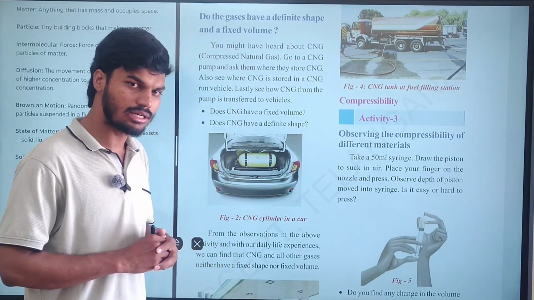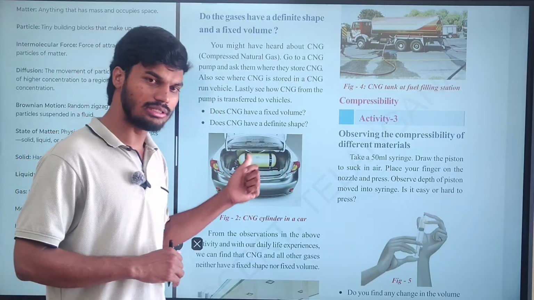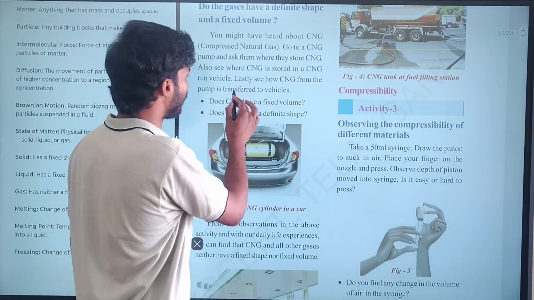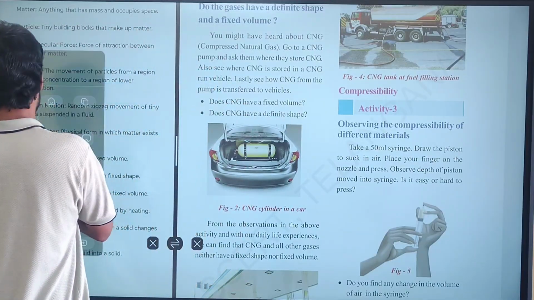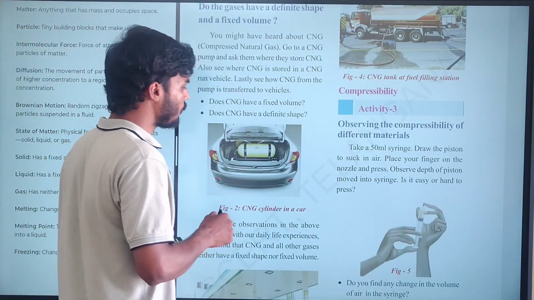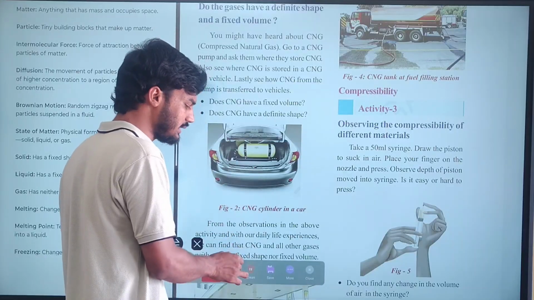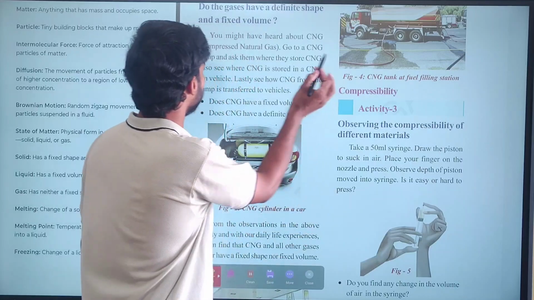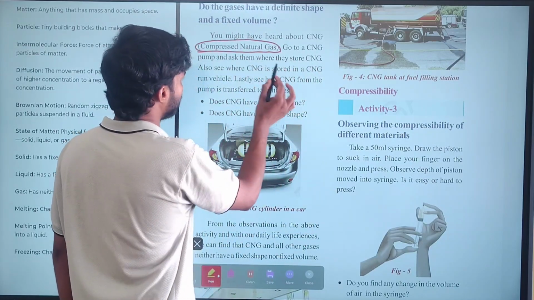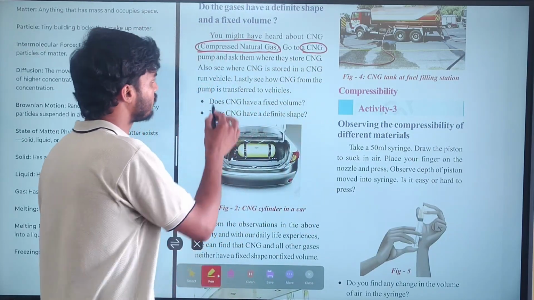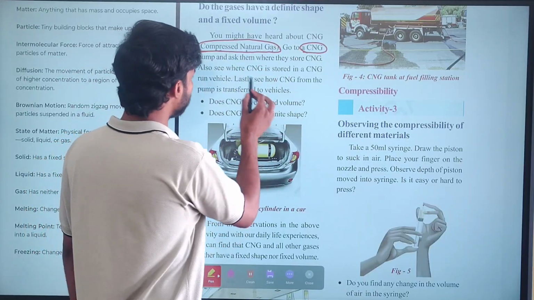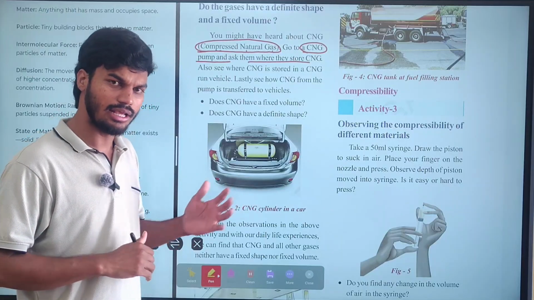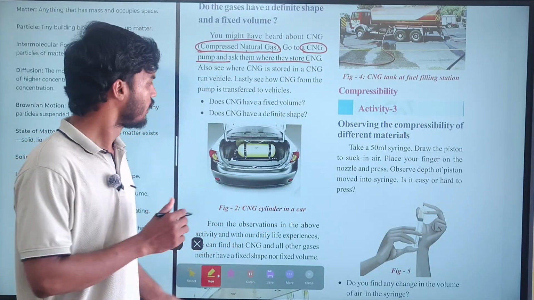This is a CNG car. The yellow cylindrical tube-like structure is the CNG gas filled. What is the full form of CNG? Compressed natural gas. Majorly we use CNG in automobiles. The full form of CNG is compressed natural gas. We are able to see CNG mostly in running vehicles: 4-wheelers, 6-wheelers, 2-wheelers.